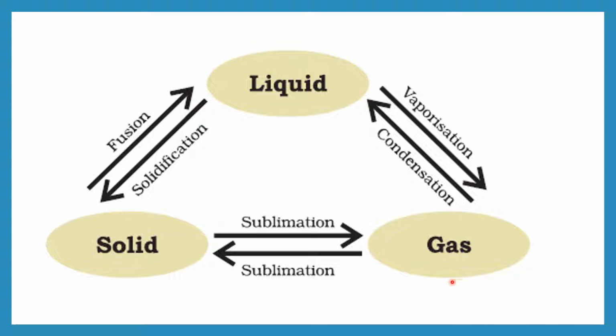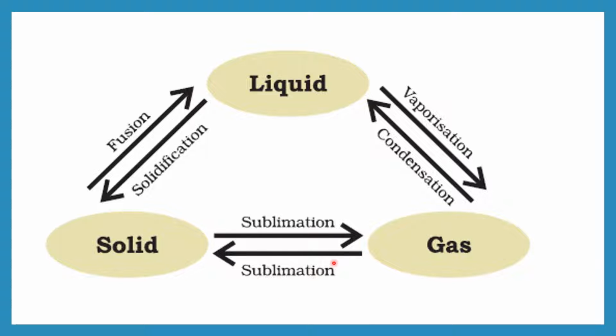And if we compress the gas or apply the freezing effect, then it turns into liquid. That process is called condensation. And if we apply the freezing effect further, then it solidifies. That process is called solidification. And solid into gas conversion or gas into solid conversion is said to be sublimation.